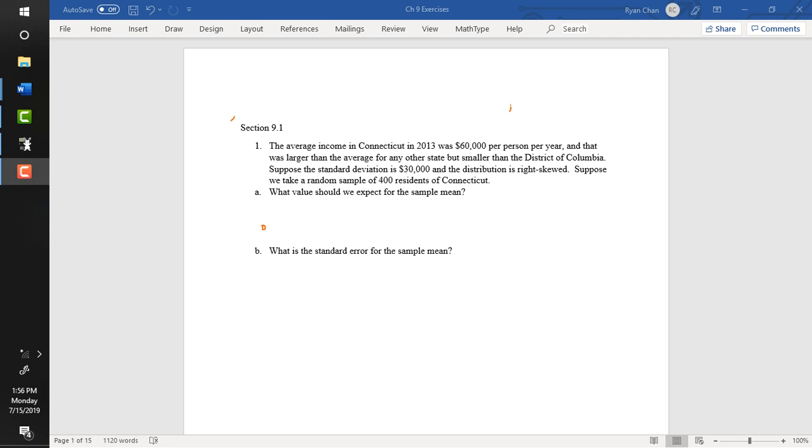The difference is Chapters 7 and 8 focus on proportions, while Chapter 9 focuses on mean and standard deviation. So let me give you an example. I'm going to go over the 9.1 and 9.2 examples.